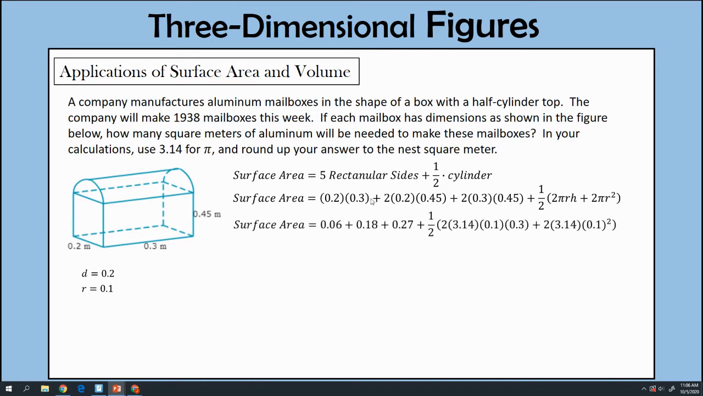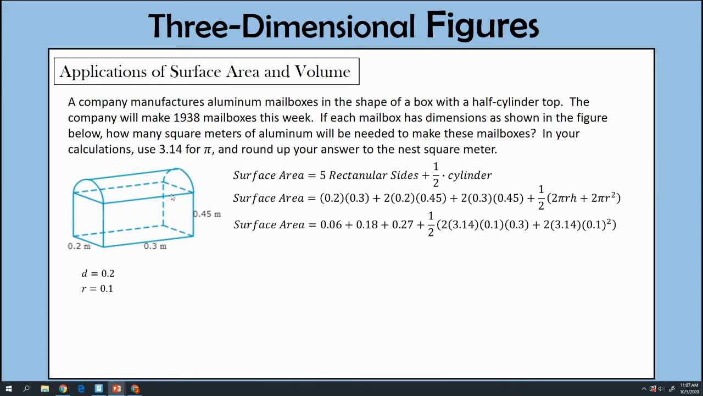Okay. All right. So I did some computations, 0.2 times 0.3, 0.06, 0.2 times 0.45 doubled is 0.18. 0.3 times 0.45 doubled is 0.27. Okay, so those are my rectangles so far. And then I loaded in all my information here. So 2 times pi, 3.14, times the radius, 0.1, times the height of the cylinder, which again is the distance between the circles.